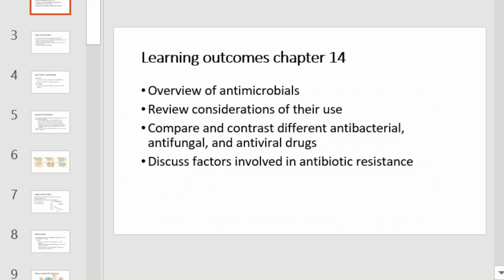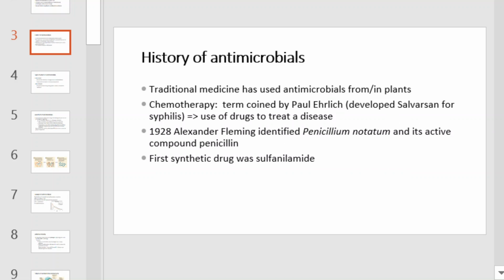Learning outcomes for Chapter 14 include an overview of antimicrobials, the considerations of their use, comparing and contrasting different antibacterial, antifungal, and antiviral drugs, and a discussion involving the factors associated with antibiotic resistance.